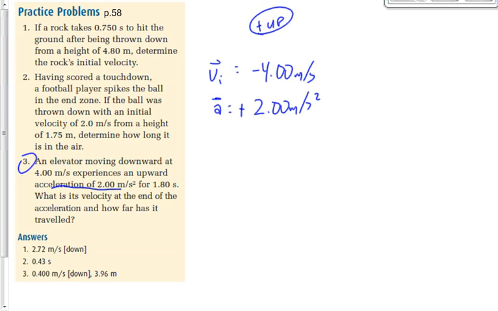Does that make sense? Just because I'm pushing him to the left doesn't mean he's going to the left. He may be still moving to the right. He's just slowing down. That's what's happening here, except we're dealing with up and down. Our time is 1.80 seconds. We want to find the velocity at the end of it, Vf, and we want to find the displacement, delta D, here.